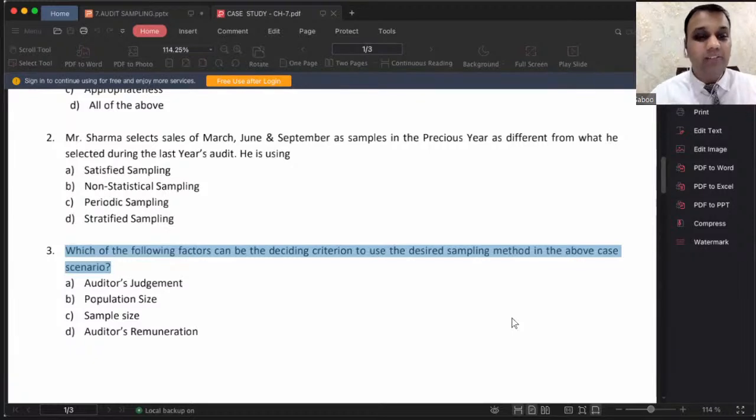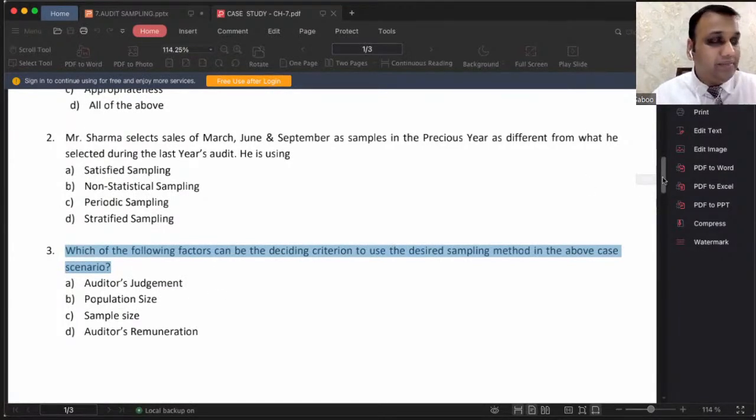I suppose the answer has found its relevance in this only. So, which is the criterion in the above case? Above case means the above question. Second question is related to second question. Which of the following factors can be the deciding criterion to use the desired sampling method in the above case scenario? We have already read it in the answer, the auditor's judgment.